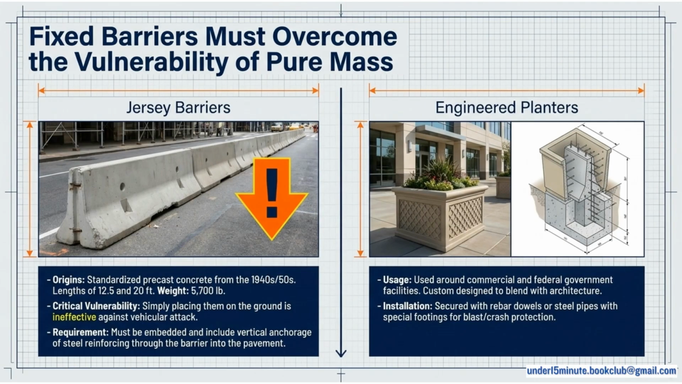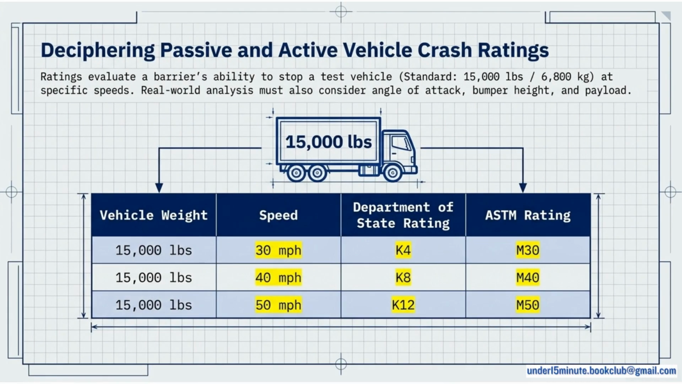Jersey barriers, typically 5,700 pounds, are ineffective against vehicular attack if simply placed on the ground. They must be embedded. Engineered planters must also be secured with rebar dowels or steel pipes for protection. Vehicle crash ratings evaluate a barrier's ability to stop a 15,000-pound test vehicle at specific speeds. Ratings like K4, K8, and K12 correspond to speeds of 30, 40, and 50 miles per hour, respectively, and are mapped to ASTM ratings M30, M40, and M50.